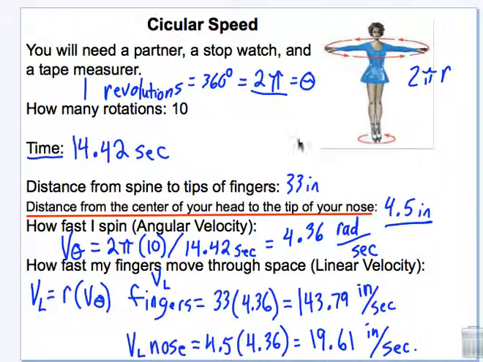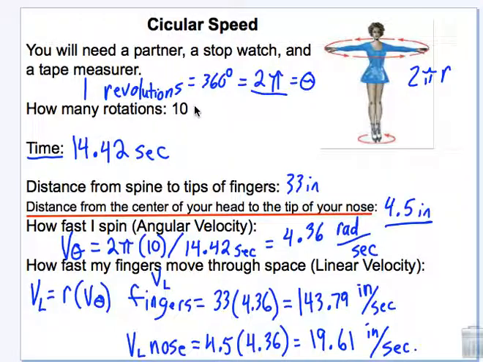This is kind of what we were doing yesterday. I wanted to show it to you again. Couple things that I did. Number one, I saw how long it took me to do 10 revolutions, and I measured the radius from my spine to my fingertips, and then the distance from the center of my head to the tip of my nose, and I got these measurements here and here, and this was my time.